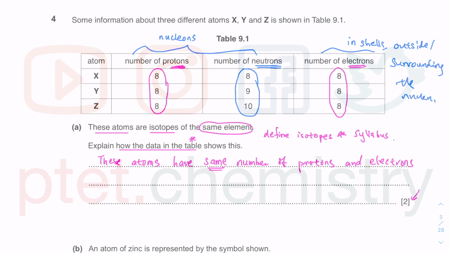So what happened is, these and these have the same number. These neutrons are different, so a different number of neutrons. So do not confuse how many you have with where you can find them. Be very, very careful. You don't want to lose the 2 marks at all.